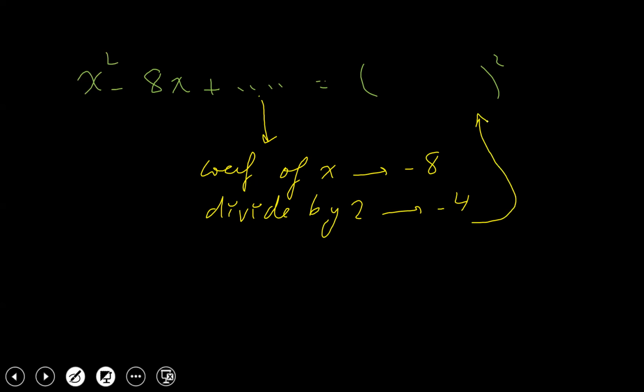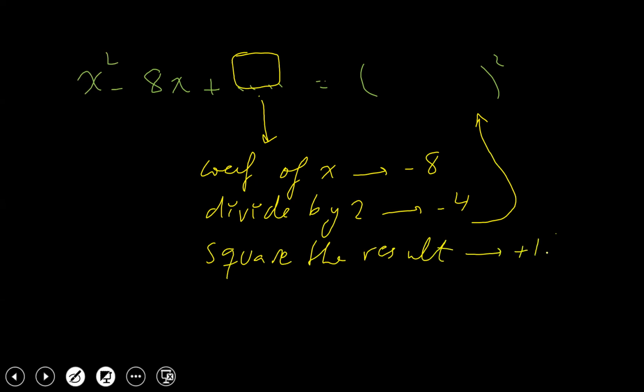In order to know the number here, square the result. What do we get? Minus 4 squared is plus 16. So what do we need there? I need 16 here. What is the factorized form of this expression? It's x minus the base of 16, which is 4. So quickly, we can put minus 4. So it is (x minus 4) squared.